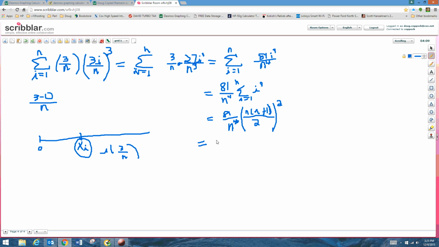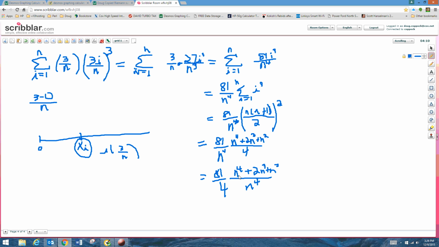So I'll go ahead and just simplify this. This will be n squared plus n, the quantity squared. Squaring a binomial gives us n to the 4th plus 2n cubed plus n squared over 4. Okay, so I'm going to write this as 81/4 times n to the 4th plus 2n cubed plus n squared over n to the 4th.